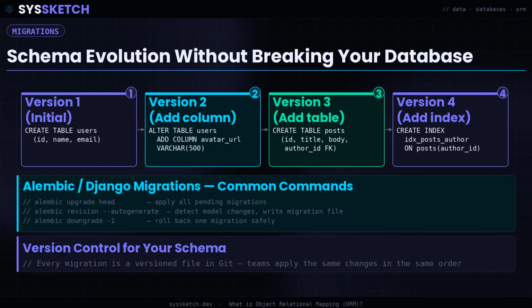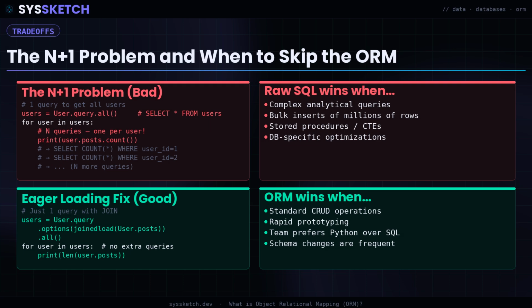ORMs are not without trade-offs. The most common pitfall is the n+1 problem. If you fetch 100 users and then access each user's posts inside a loop, the ORM runs one select for the users and then 100 more selects for the posts, one per user. The fix is eager loading. Tell the ORM to join the posts in the original query using joined load or prefetch related.